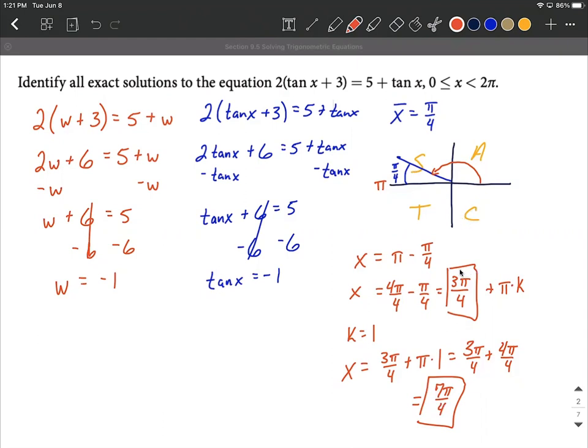If you needed all solutions and it wasn't limited between 0 and 2 pi, you could write that out as 3 pi over 4 plus pi times k.